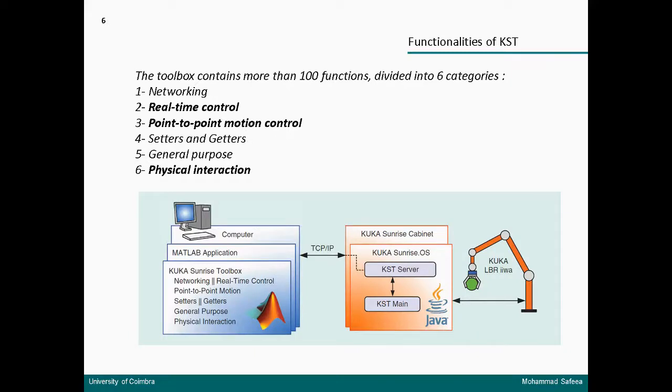Our toolbox contains more than 100 different functions divided into 6 main categories, including networking functions used to administer the network between the robot and the external computer. There are also real-time control functions and point-to-point motion control functions, which are used to control the motion of the robot. There are setters and getters functions that are used to read and write the different parameters inside the robot controller.